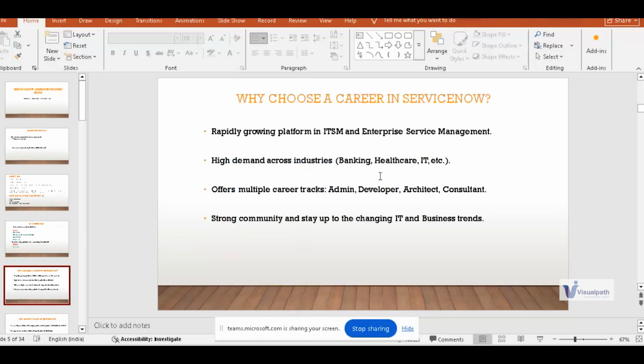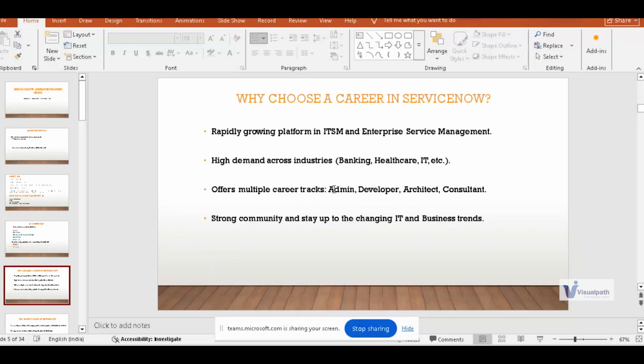So the next thing is why you should choose a career in ServiceNow. It is a rapidly growing platform in ITSM and enterprise service management. It has high demand across industries: banking, healthcare, IT, etc. When you complete this course and master it, and you put the right stuff in your resume, you will be getting a call the next day. It offers multiple career tracks: admin, developer, architect, and consultant.